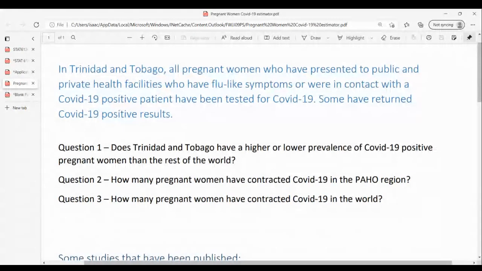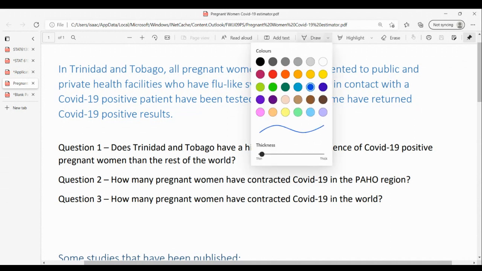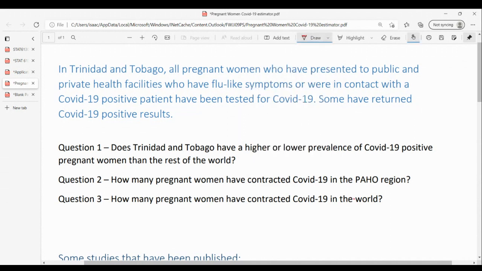So all patients who presented to the maternity units in the country or to the private maternity units, if they showed symptoms, they would have been tested. And of course, as we know, some of them were positive for COVID-19. The question was asked just 2 days ago. Question number one, which is on your screen: do we have a greater prevalence of COVID-19 positive women in Trinidad and Tobago as compared to the rest of the world or as compared to the PAHO region?